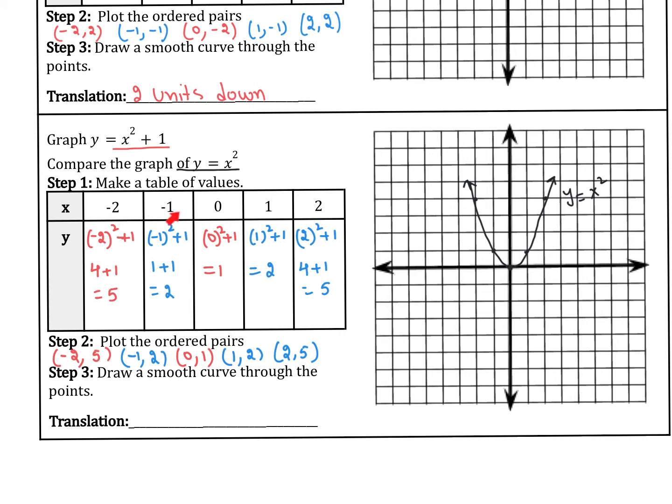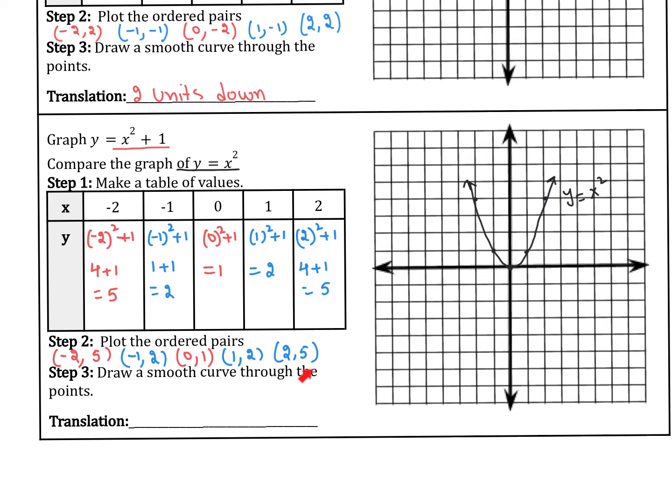When I use these points and plug them into the given equation, -2 squared plus 1: -2 squared is +4, so 4 plus 1 is 5. The point is (-2, 5). -1 squared plus 1, that's 1 plus 1, that is 2. So the point is (-1, 2). When you plug in 0, 0 plus 1 is 1, so (0, 1). When you plug in 1, 1 squared plus 1 is 2. So the point is (1, 2). And the next is (2, 5).